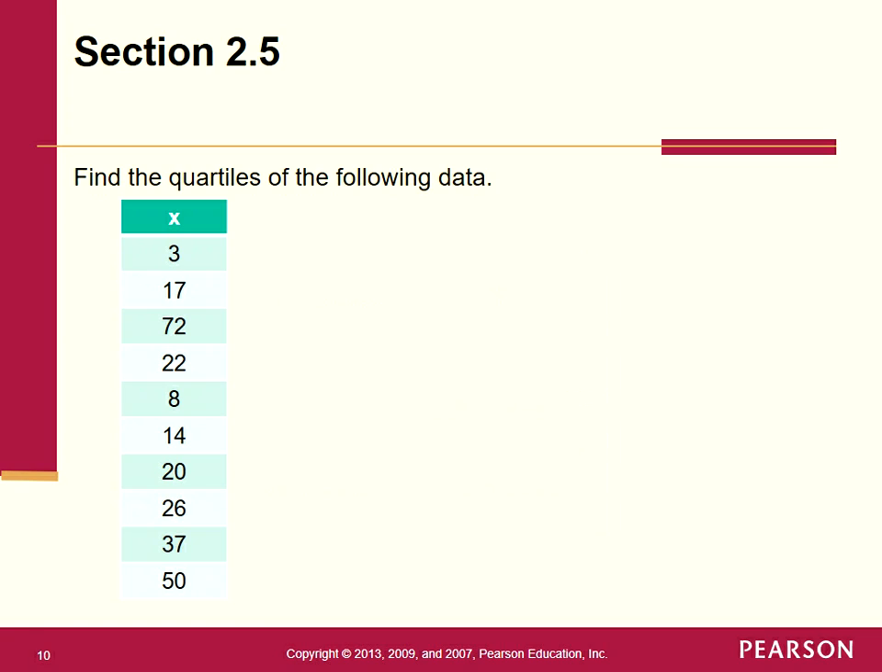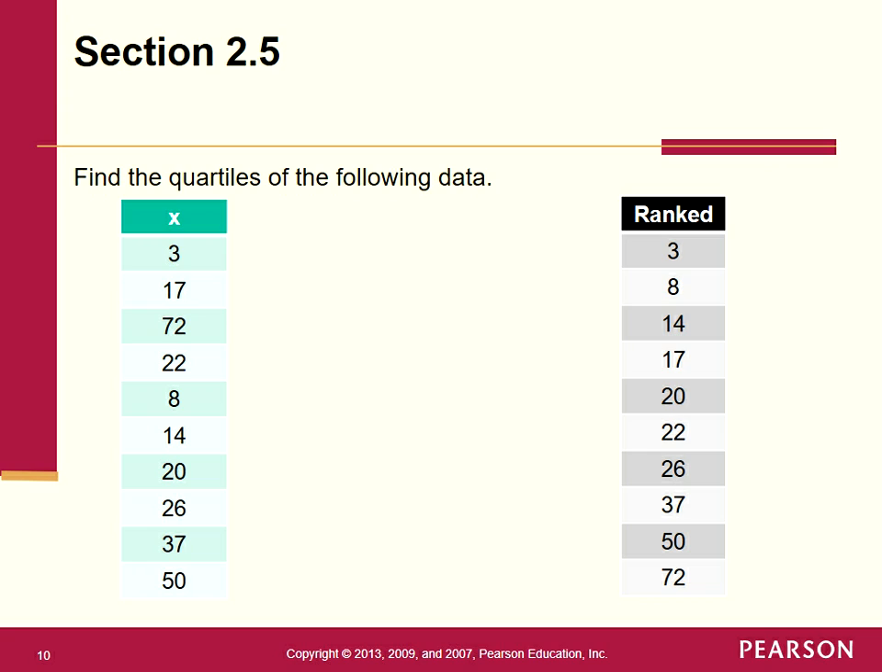All right, let's find the quartiles for this data. We're going to have to rank the data, but this time I believe n is 10. It's even. So that means we're going to have to average the two middle observations for the median. So we would average 20 and 22, because we would cross out the 3 with the 72 and the 8 with the 50, and then we would find that 20 and 22 are the two middle observations we would average, right? So 21 is the median.